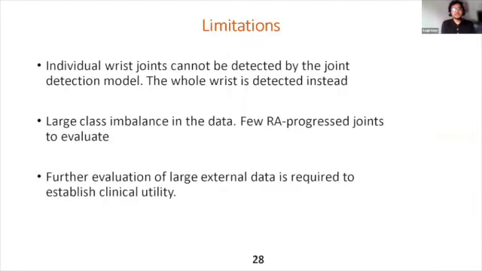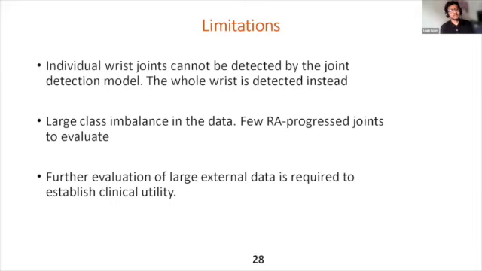So moving on to the limitations of the project. The first limitation is the individual wrist joints. As I mentioned before, the wrist has a lot of smaller individual joints present in it, and our model cannot particularly detect each joint present in the wrist separately. So what it does is it detects the whole wrist instead.